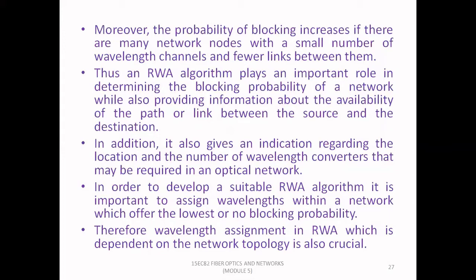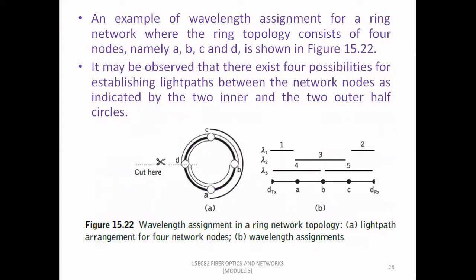In order to develop a suitable RWA algorithm, it is important to assign wavelengths within a network which offer the lowest or no blocking probability. Therefore, wavelength assignment in RWA, which is dependent on the network topology, is also crucial. An example of wavelength assignment for a ring network where the ring topology consists of four nodes, namely A, B, C, and D, is shown in figure 15.22. It may be observed that there exist four possibilities for establishing light paths between the network nodes as indicated by the two inner and the two outer half circles.